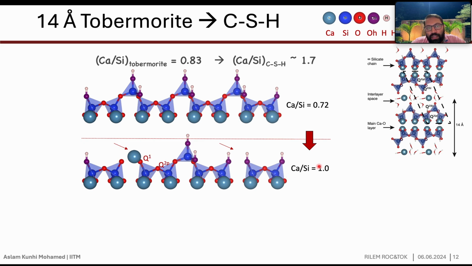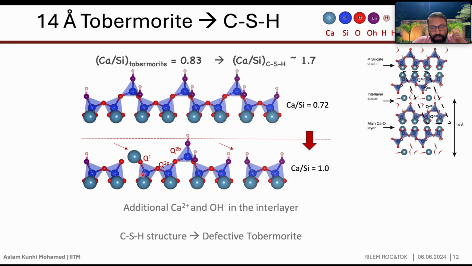In doing this, I create a new type of silicate tetrahedra, which we call the terminal silicate tetrahedra. In NMR terminology, a silicate which is connected to two other silicates is named a Q2 species. So here you have the Q2 bridging site and pairing site, and now you have a Q1, which is a silicate connected to one other silicate. And then you can further increase the calcium silicon ratio by having additional calcium and hydroxyl in the interlayer.